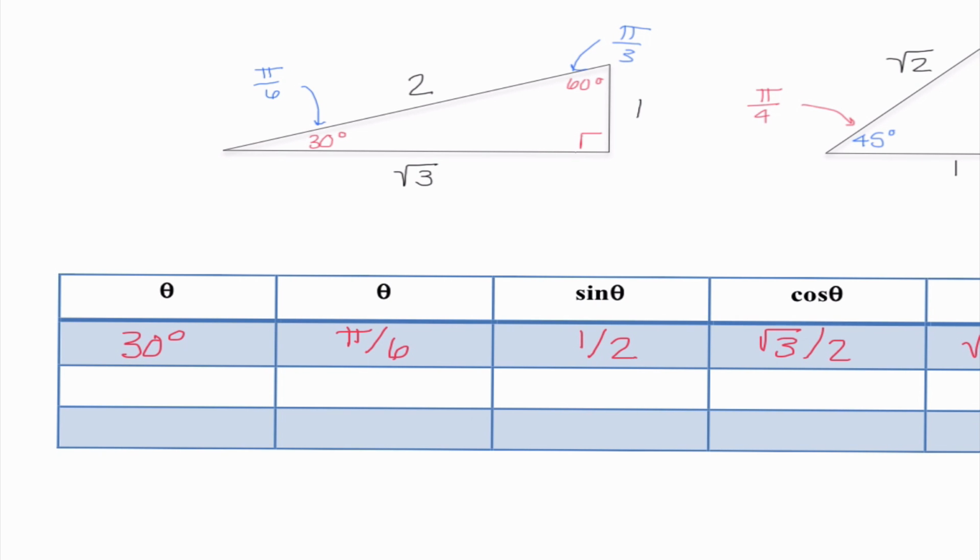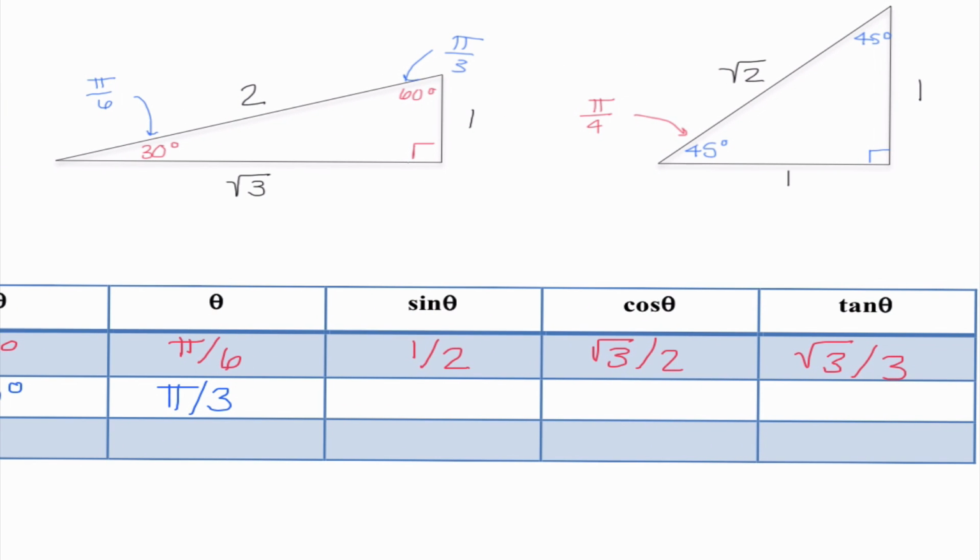Okay, the next one we're going to do is 60 degrees. 60 degrees is also pi over 3. So if I'm going off of 60 degrees, sine is opposite over hypotenuse, so I have radical 3 over 2. Cosine is adjacent over hypotenuse, which is 1/2. And tangent is opposite over adjacent, which is radical 3.